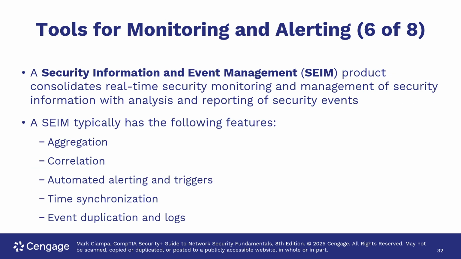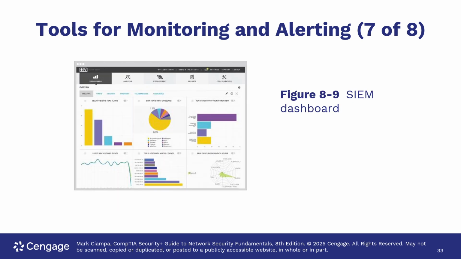A security information and event management product consolidates real-time security monitoring, management of security information with analysis and reporting of security events. It has the following features: aggregation, correlation, automated alerting and triggers, time synchronization, event deduplication and logs. Here's an example of a SIEM dashboard. You can see the different things that it's monitoring and how it's taking the data and representing it.